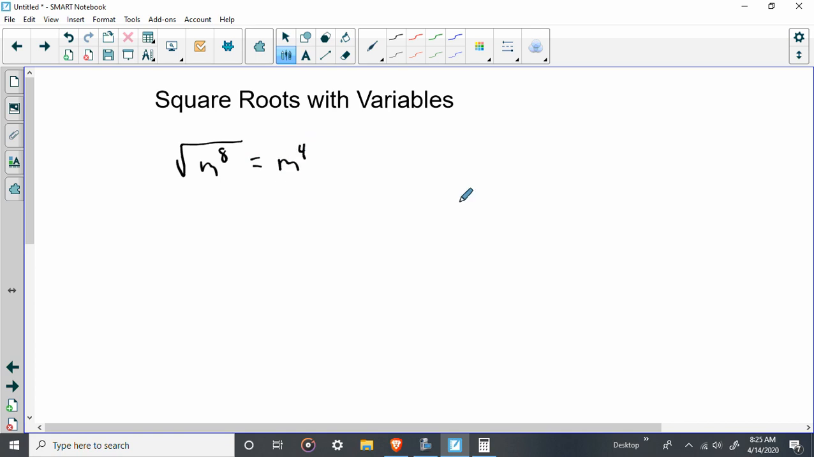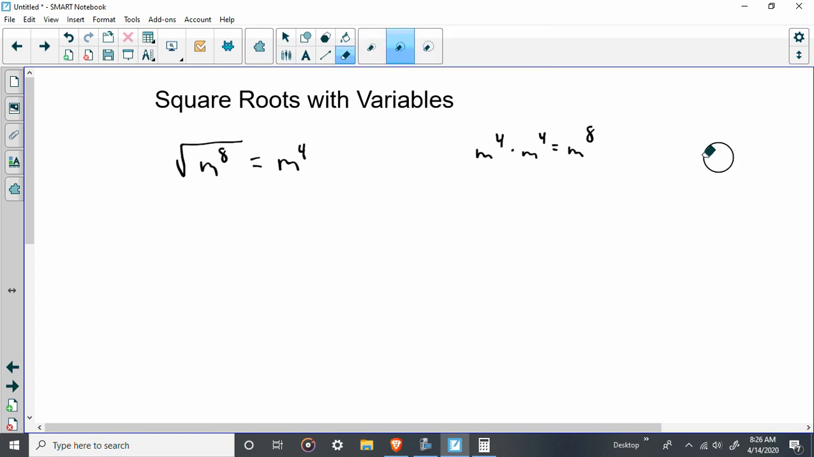Just like that, okay? Again, because m to the 4th, think about it, m to the 4th times m to the 4th is m to the 8th, right? 1, 2, 3, 4 times 1, 2, 3, 4.